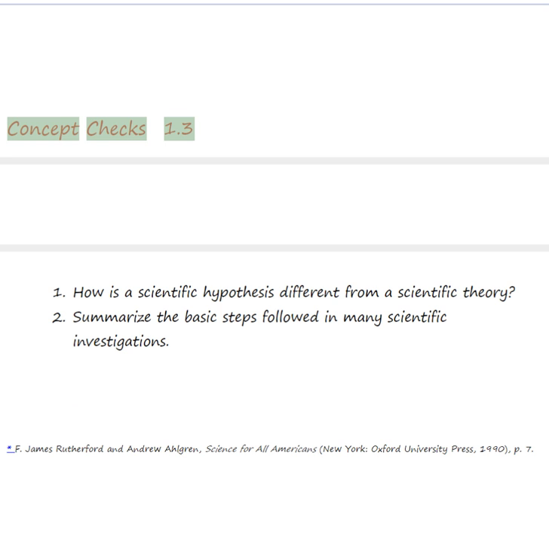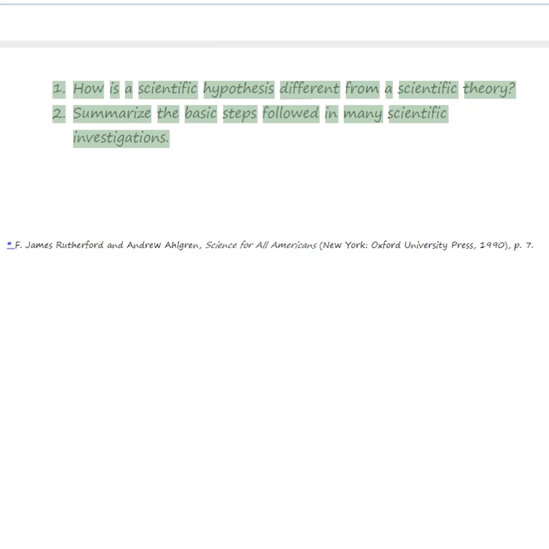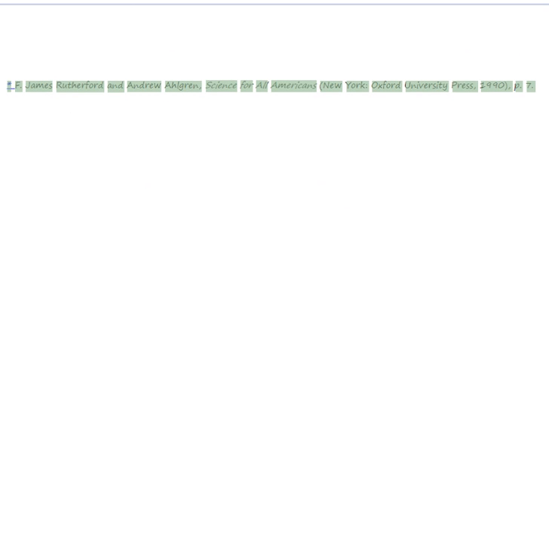Concept checks 1.3. 1. How is a scientific hypothesis different from a scientific theory? 2. Summarize the basic steps followed in many scientific investigations. F. James Rutherford and Andrew Ahlgren, Science for All Americans, page 7.